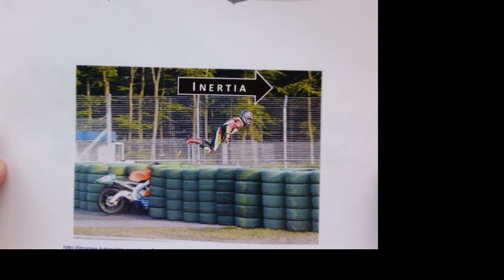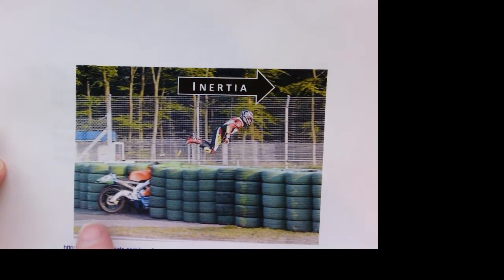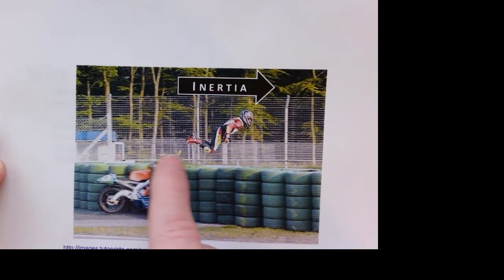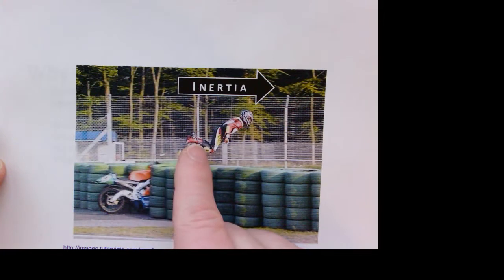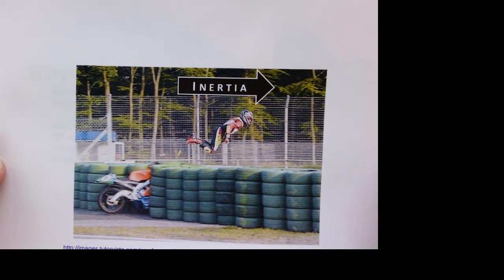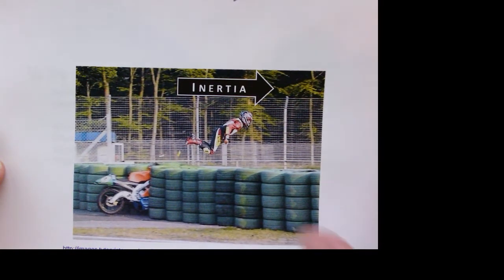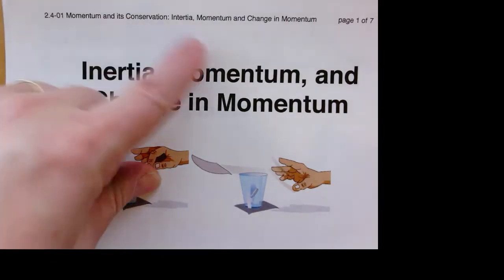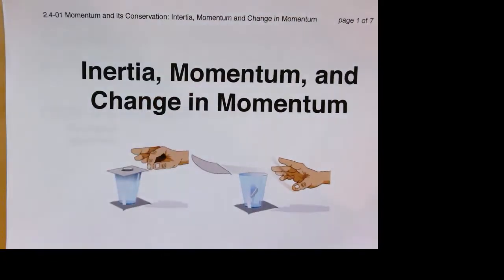Another example of inertia in operation is this picture of this motorcycle rider right here. You can see the motorcycle had been riding very quickly and collided with this wall. But upon impact with the wall, we can see that the rider continued to move forward because the rider had inertia moving forward. So what is inertia and what causes all these different types of motions? That's the subject of our major unit, momentum, and its conservation, in our first lesson on inertia, momentum, and change in momentum.